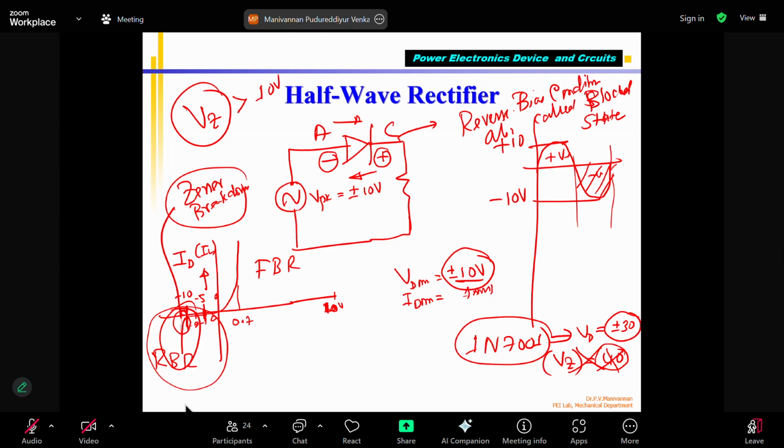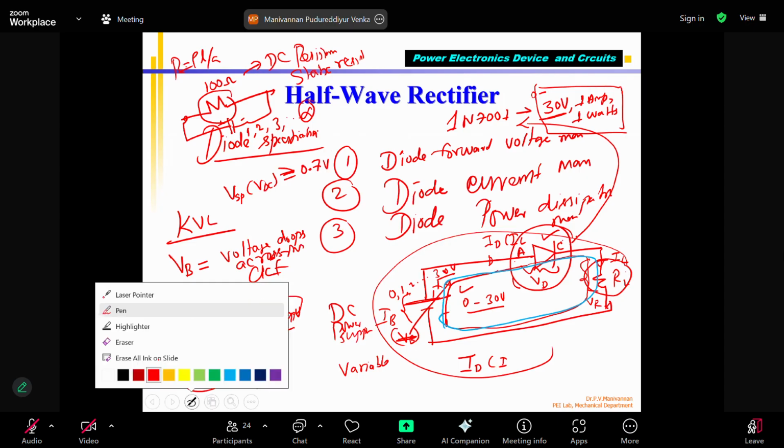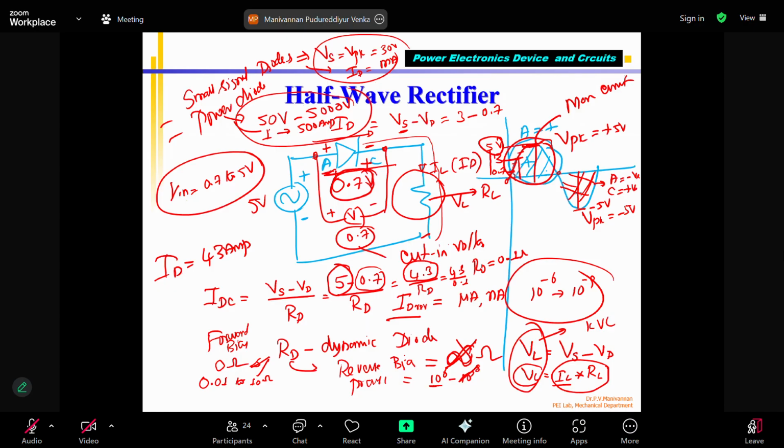Okay, we were talking about rectifiers yesterday. Yes, we stopped here. We are talking about IDC. Now I just want to continue and complete this quickly today.